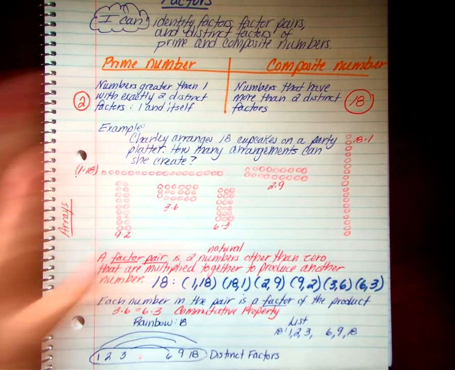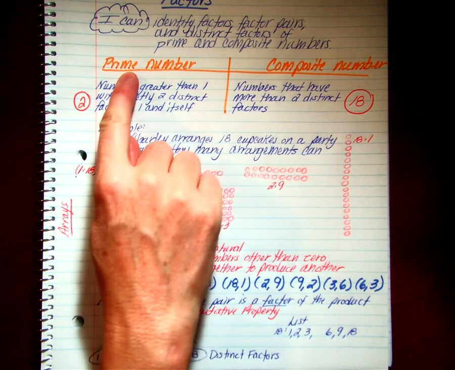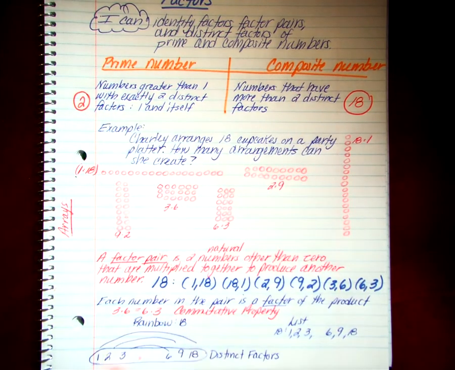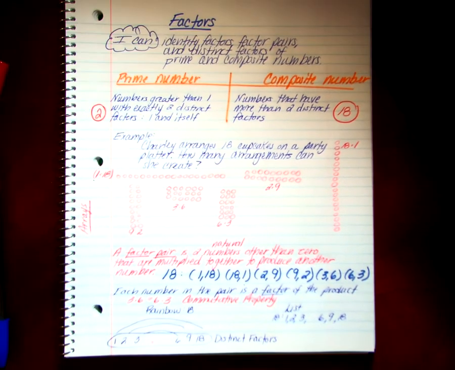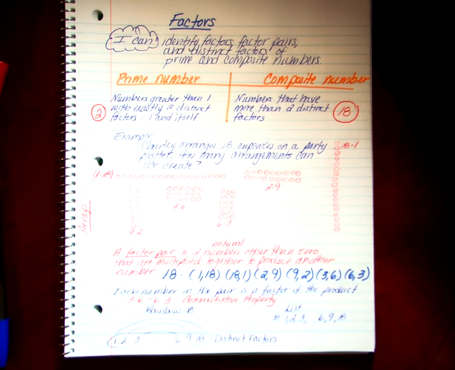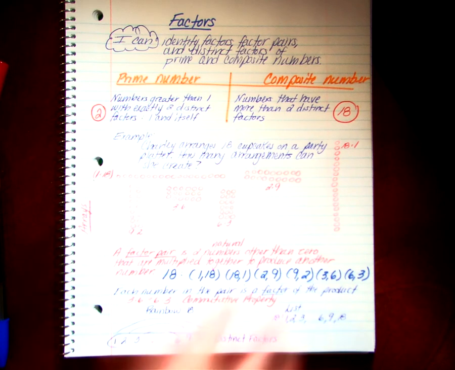Important vocabulary surrounded here. You need to know prime number, composite number. You need to know what an array is, a factor pair, a factor, the commutative property, and distinct factors. This is a highly vocabulary-ridden activity here. So you should be all set to do the next example. On the back is workspace. On the back of 1.